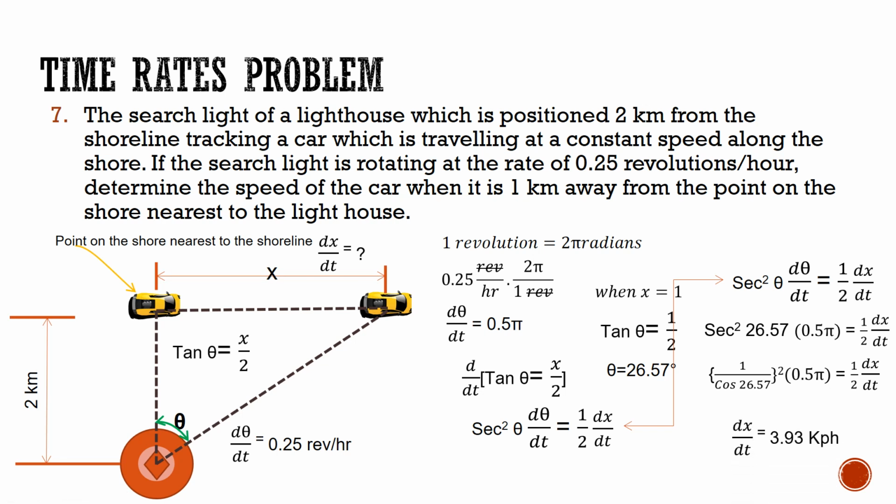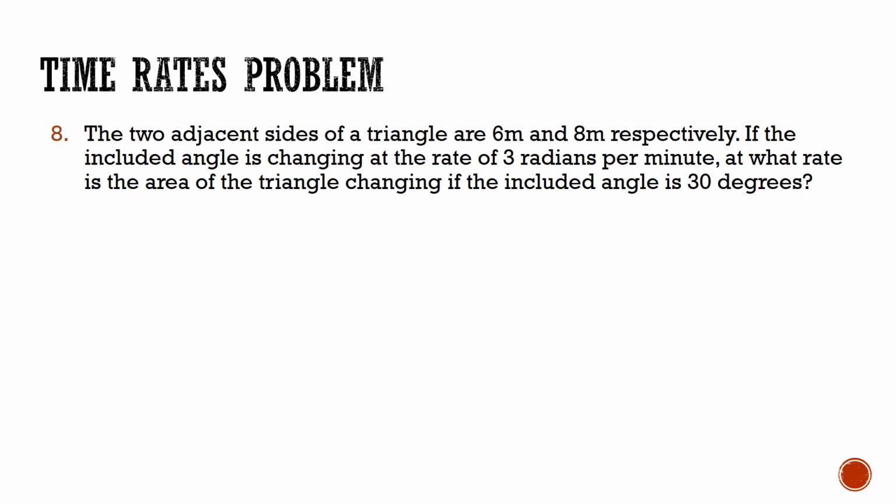We'll come up with the speed along x. So the change in x with respect to time, or the speed of the car moving, is actually 3.93 kilometers per hour. Okay, so that's it for the 7th problem. Okay, so moving on.